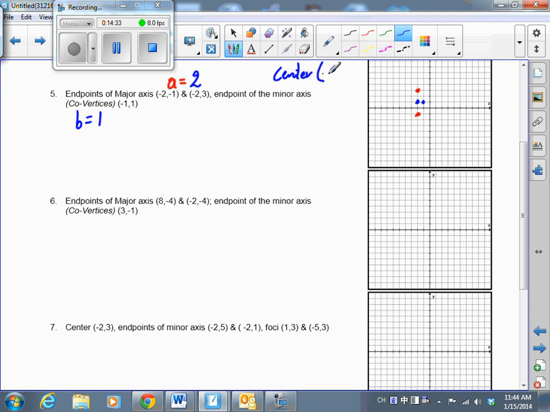The center is at -2, 1. Now, since the center is at -2, 1, it means the equation we have is (x + 2)² plus (y − 1)², the whole thing squared, over... The big number goes below x or below y? In other words, is it horizontal or vertical? Vertical. So the big number goes below y.